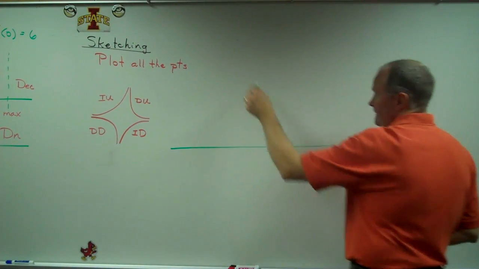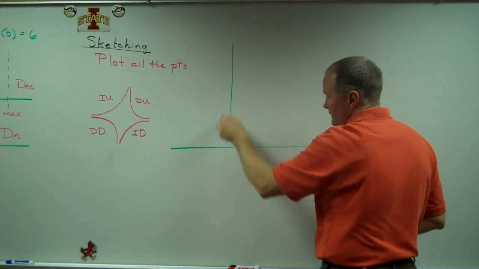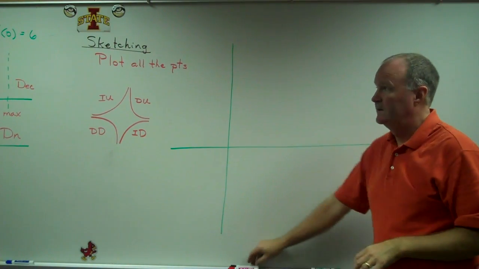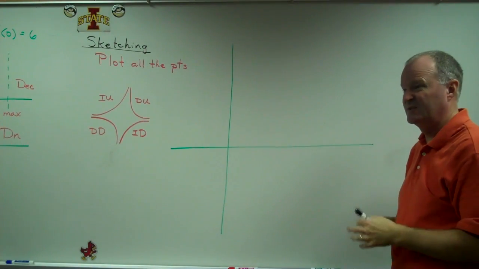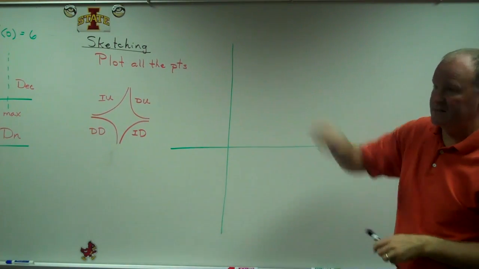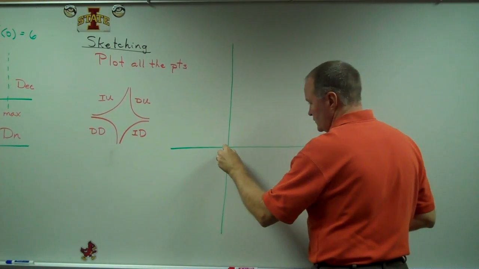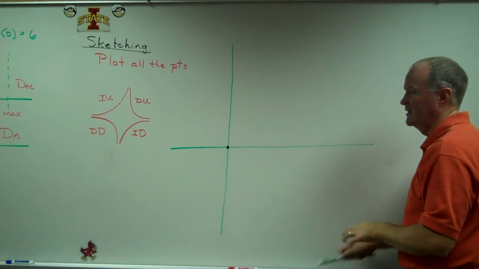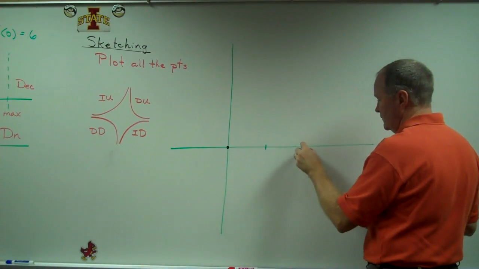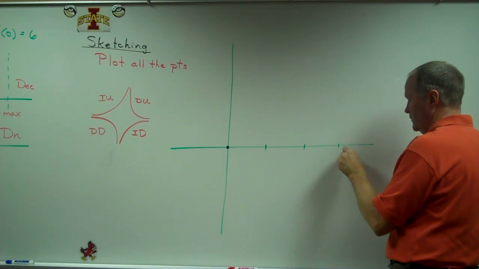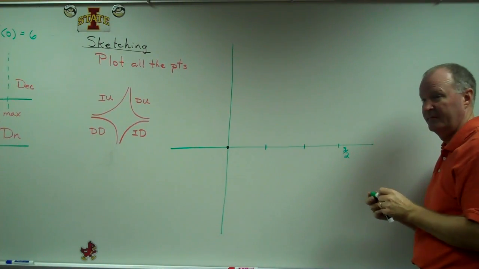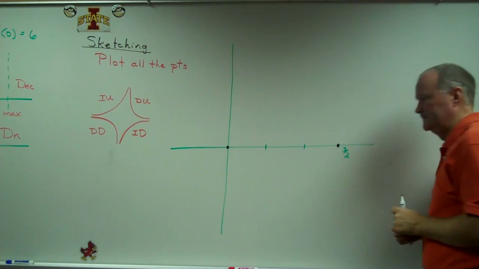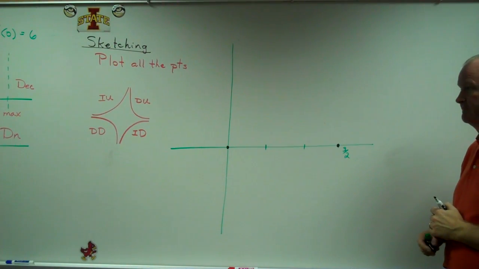Alrighty. First thing I want to do, x-intercepts and y-intercepts. Those are the easy ones. First one is x equals 0, and then x equals 3/2. Since I know what's going to happen here, I'm going to put the 3/2 there. Those are my two intercepts.